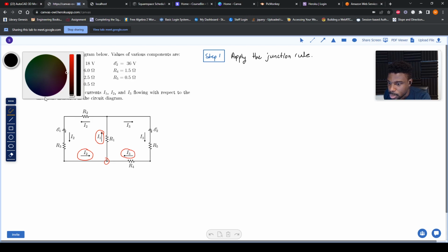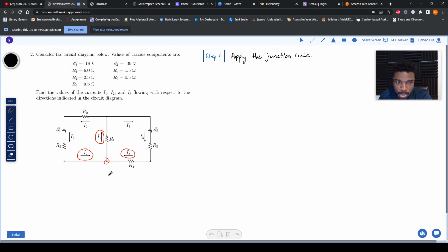So this is the reasoning that we're going to use to write down our first equation. For our first equation, we're going to say current 1 must be equal to current 2 plus current 3. We're going to come back to this equation, but it's important to keep this one in mind.